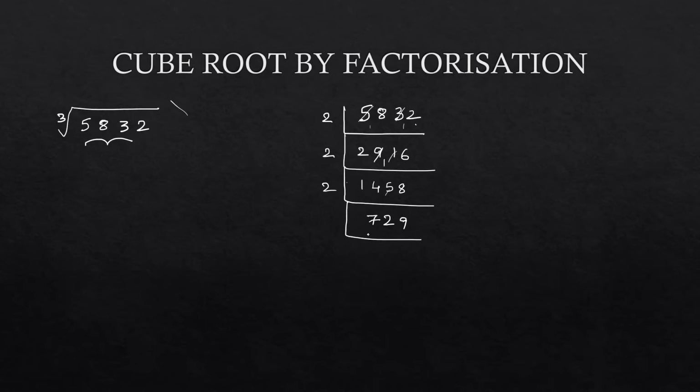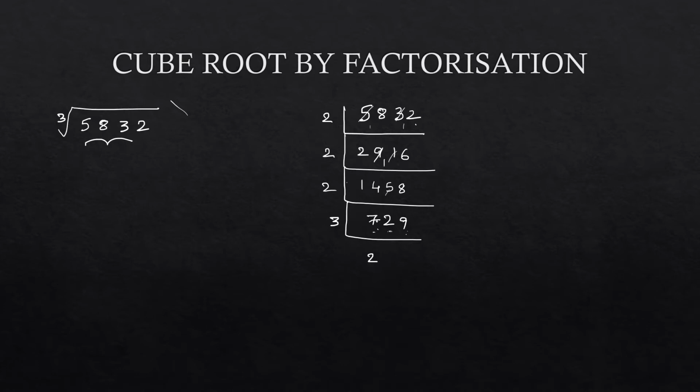Now 729. Since 729 is an odd number, it is not divisible by 2. So let us check for 3. What is the divisibility rule for checking 3? We should add the digits. 7 plus 2 is 9, 9 plus 9 is 18. So go for 3.